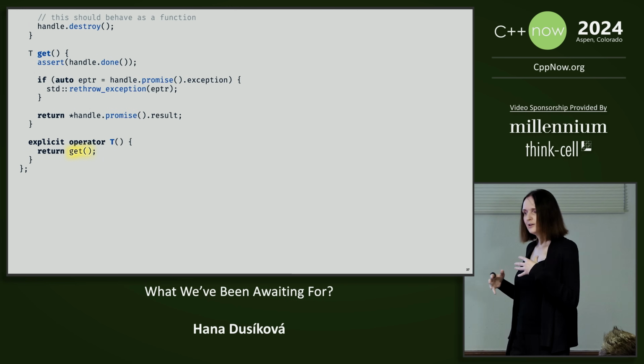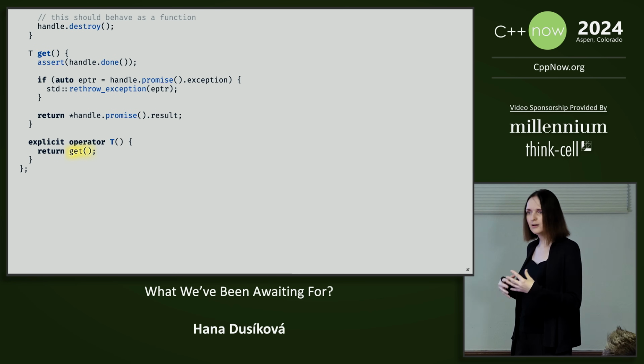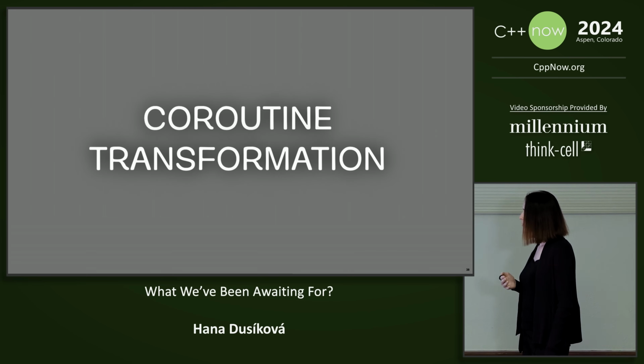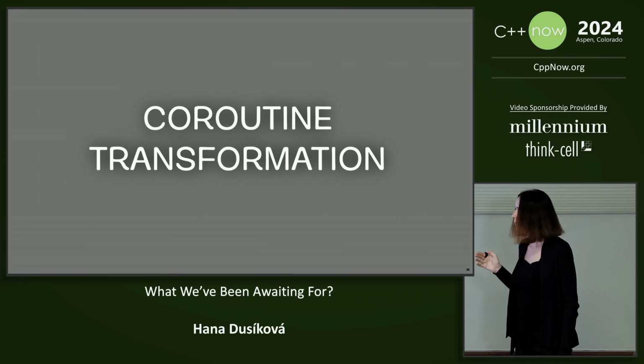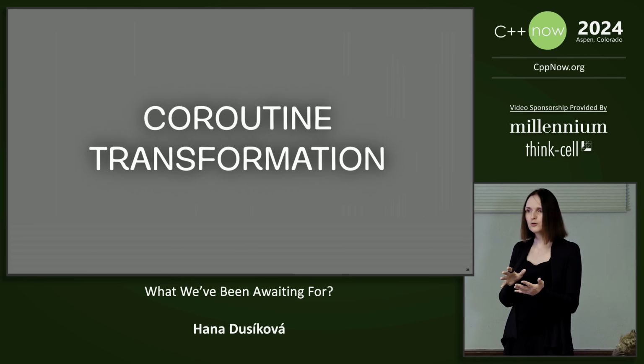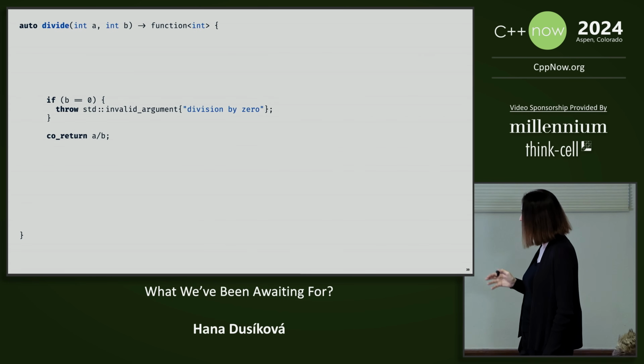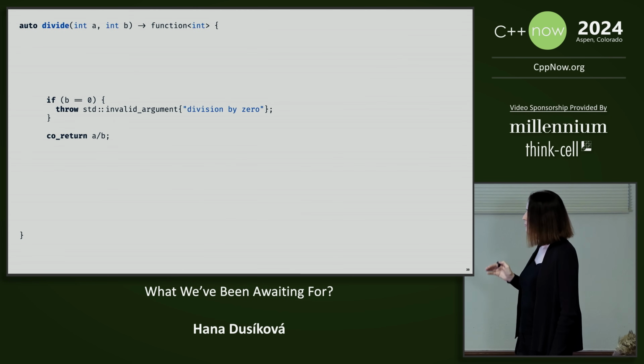Personally, this helped me a lot to understand the model, because I can change function later to give it more functionality. So, coroutine transformation: how your coroutine code transforms into some code which actually describes how the coroutine behaves. Let's have the function divide, which takes two arguments and returns function of int. There is a throw and there is a co_return.